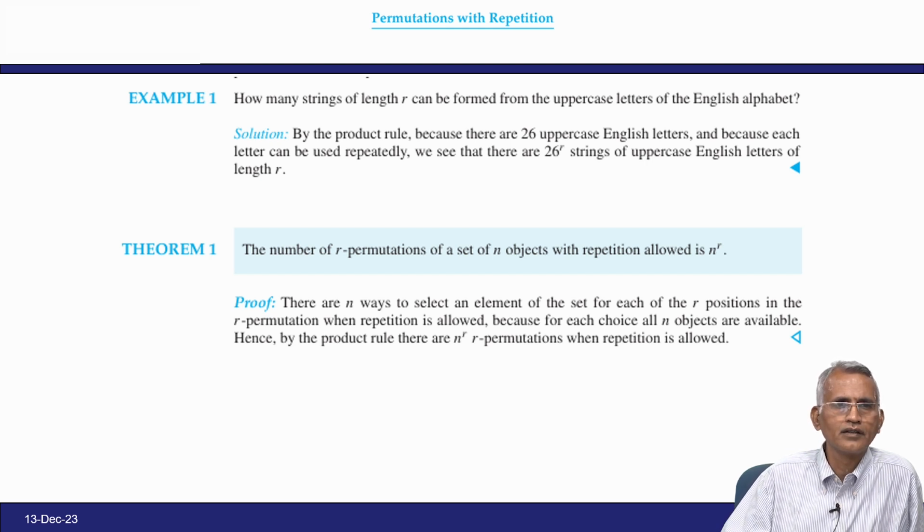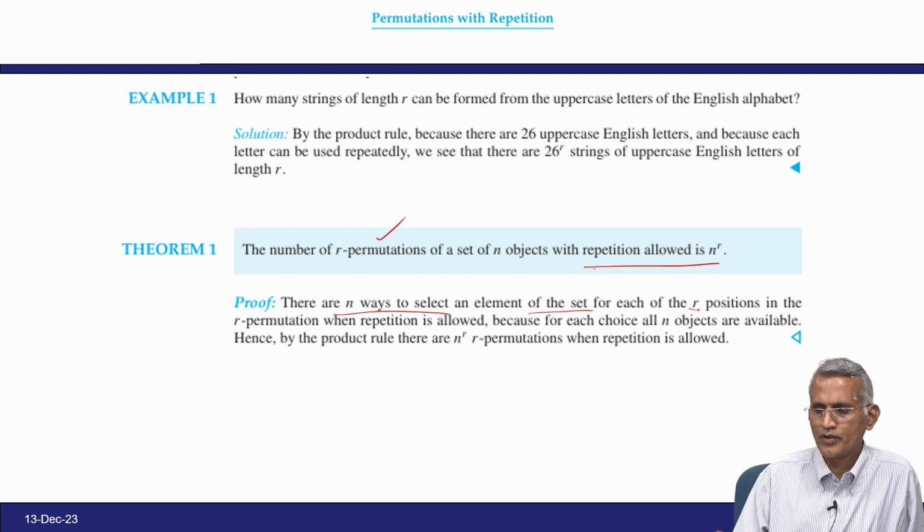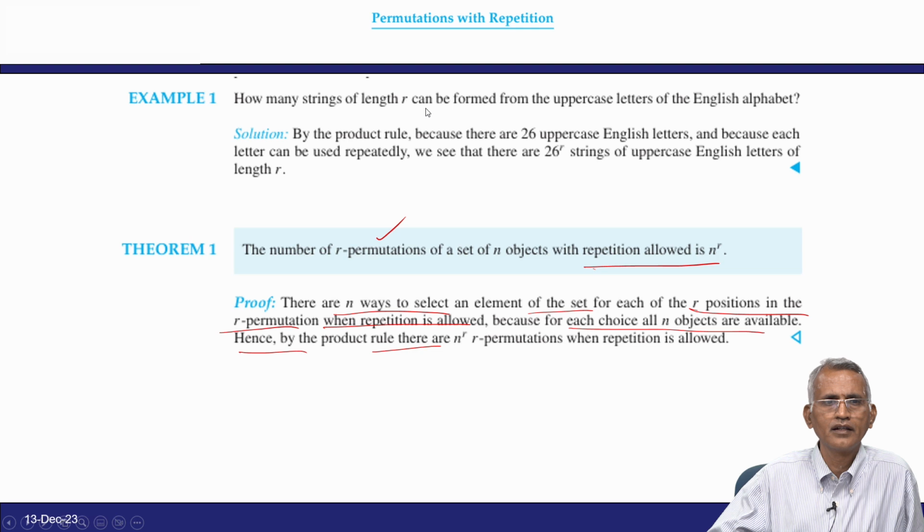Let us go with the statement of the theorem. The number of r-permutations of a set of n objects with repetition allowed is n power r, that we have to prove. The proof: there are n ways to select an element of the set for each of the r positions in the r-permutation when repetition is allowed, because each choice of n objects is available. Hence, by the product rule, there are n power r permutations when repetition is allowed. So, this way we can do the proof of theorem 1.